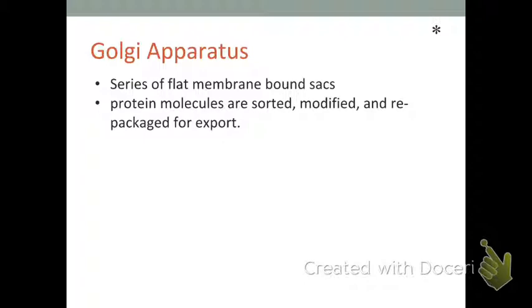So, more about the Golgi. The Golgi is a series of these flattened, membrane-bound sacs. If you could see them under the microscope, which we can't, we don't have the kind of microscopes needed to see these. From the pictures I look at, from really powerful scanning electron microscopes, it looks like a stack of pancakes, basically. But what it does is what's important. It sorts, modifies, and repackages proteins for export. Stuff that's going to be leaving the cell, the Golgi apparatus is kind of putting a label on it and sending it on its way. All right, that's the function of the Golgi.